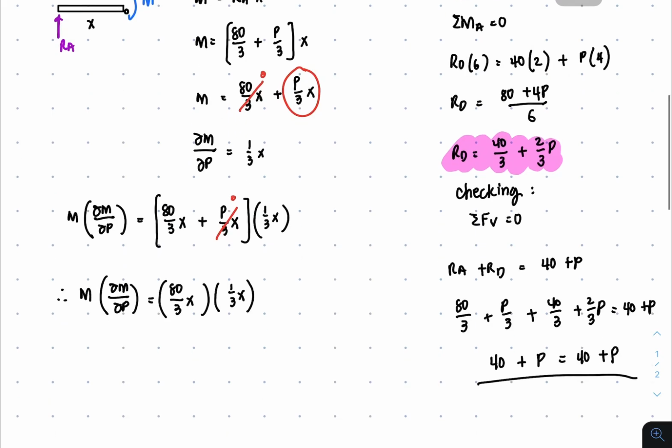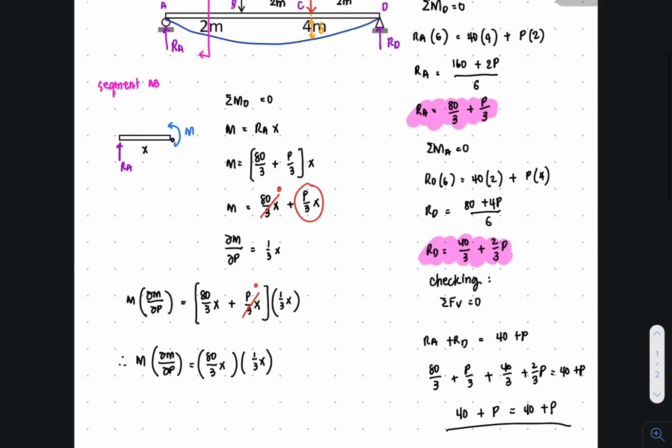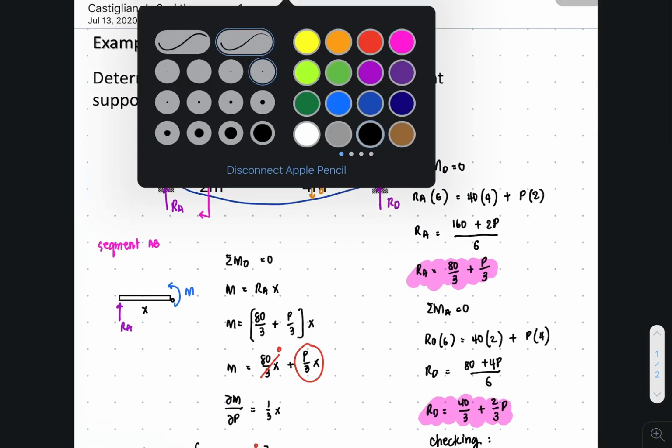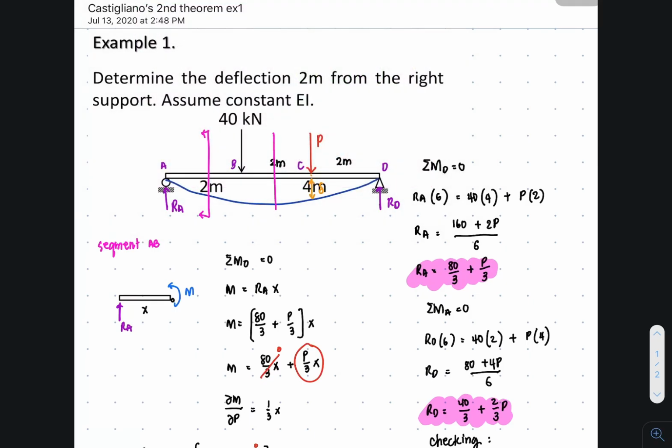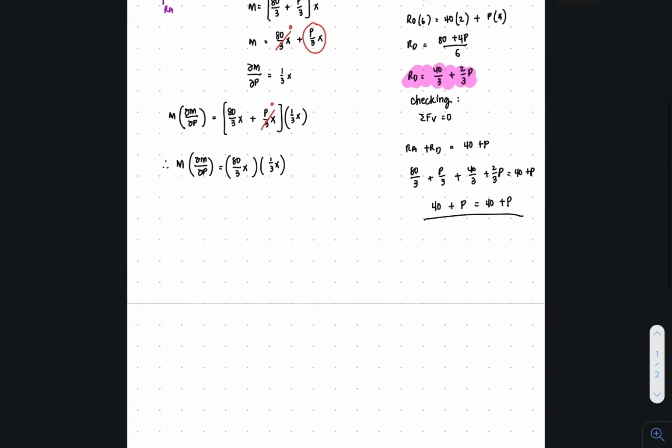This is for segment AB. Do not forget this. So let us proceed with the next segment. In this case, I will be cutting this portion and consider the left section. So proceed with the segment.